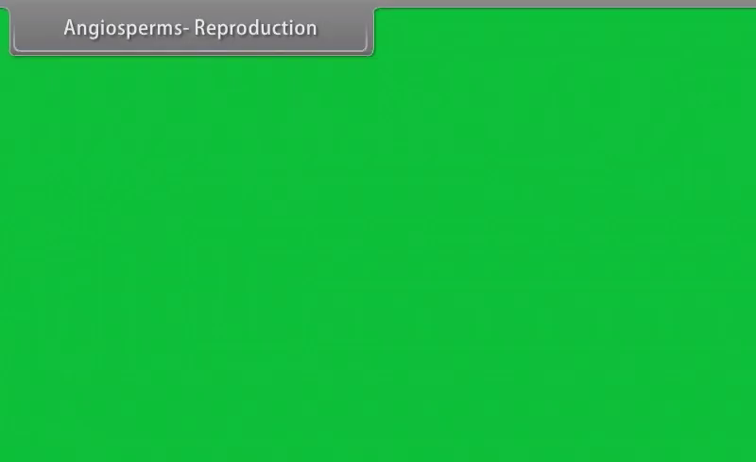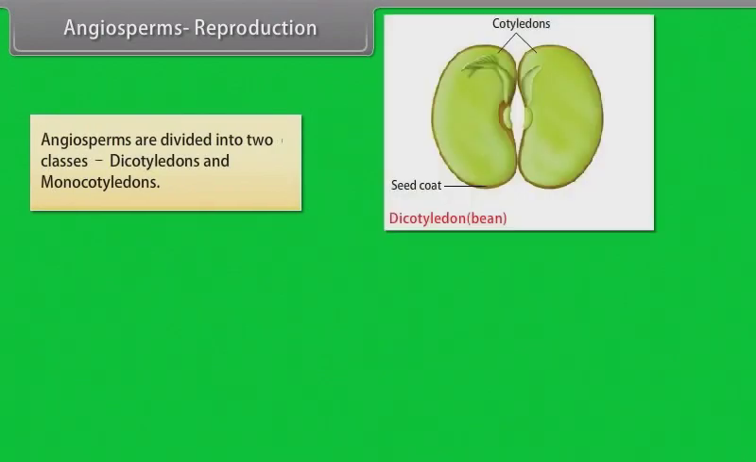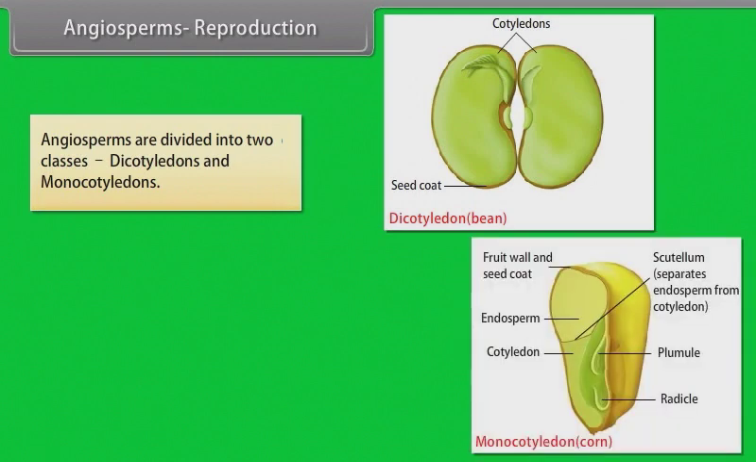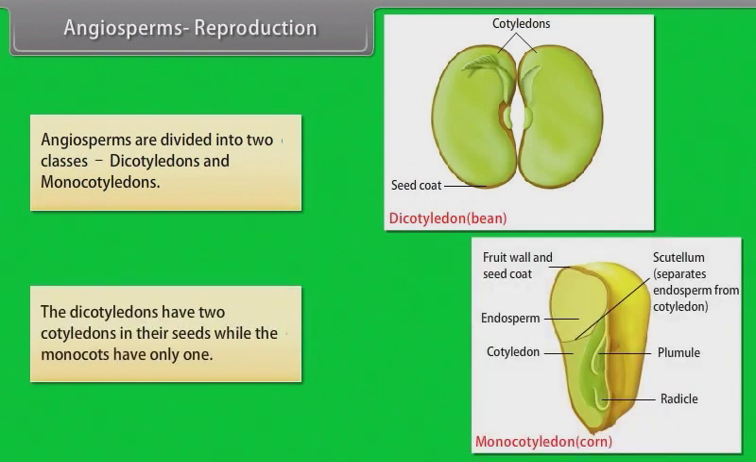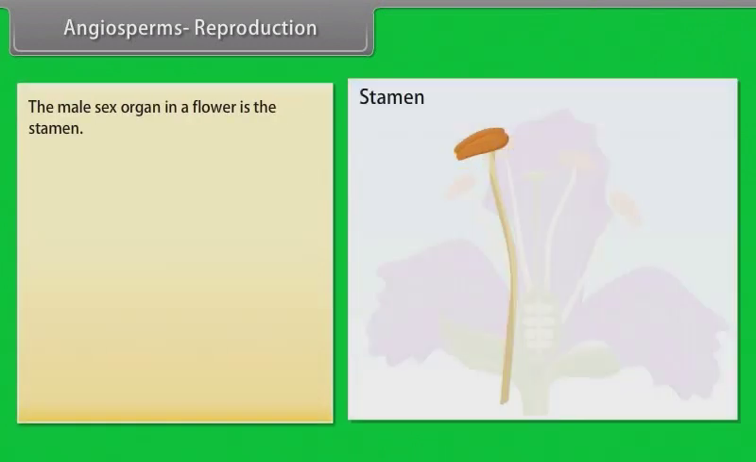Angiosperms. Reproduction. Angiosperms are divided into two classes, dicotyledons and monocotyledons. The dicotyledons have two cotyledons in their seeds, while the monocots have only one. The male sex organ in a flower is the stamen.